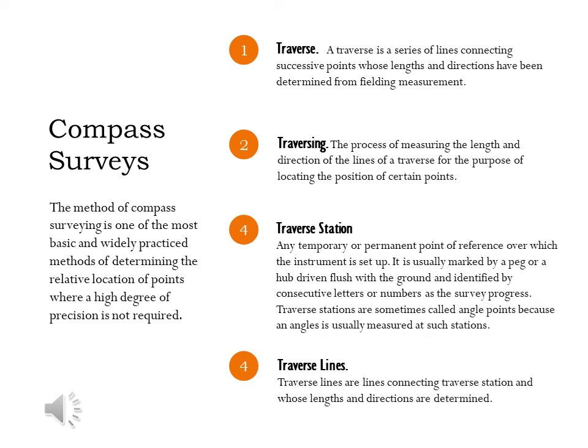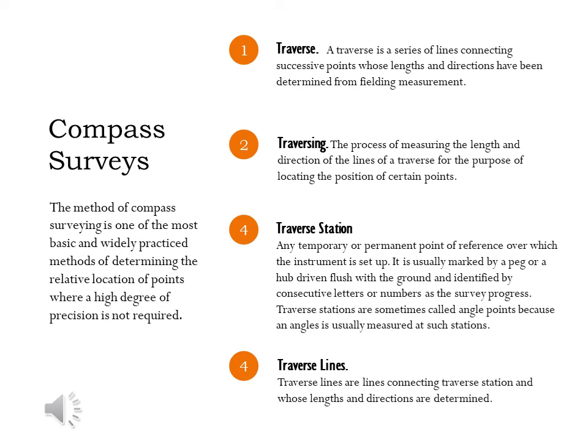Compass surveys. The method of compass surveying is one of the most basic and widely practiced methods of determining the relative location of points where a high degree of precision is not required. First is traverse. A traverse is a series of lines connecting successive points whose length and direction have been determined from field measurement. Traversing is the process of measuring the length and direction of the lines of a traverse for the purpose of locating the position of certain points.